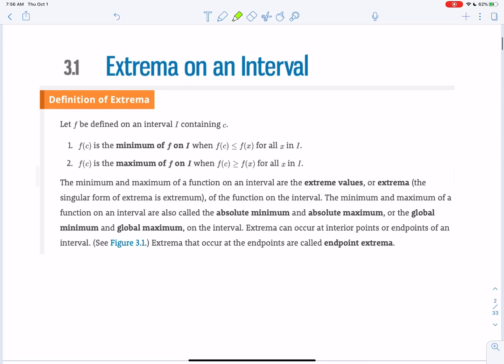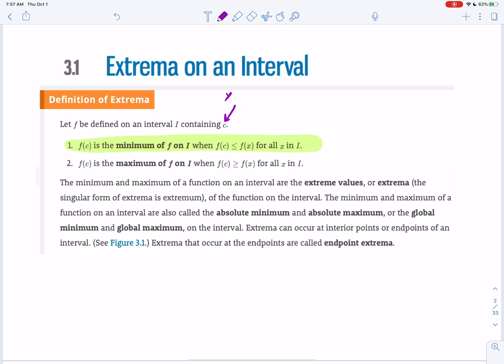So here, don't write it down. I'll highlight what I think you should write down. Here it says let f be defined on an interval I containing c, so some value c. So it says f of c is considered the minimum of f when f of c is less than or equal to f of x for all x in I. Let me explain this to you guys, okay?